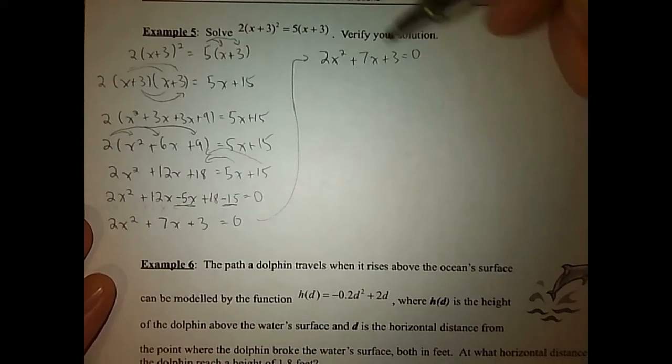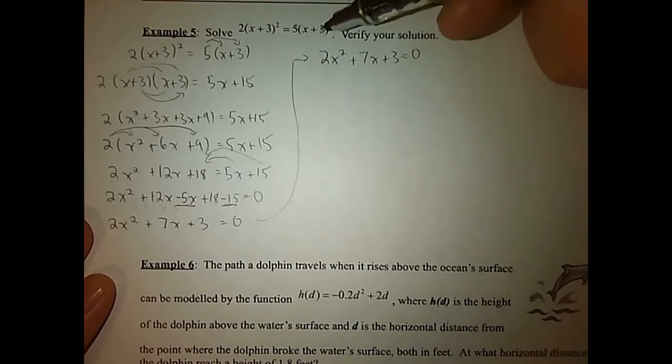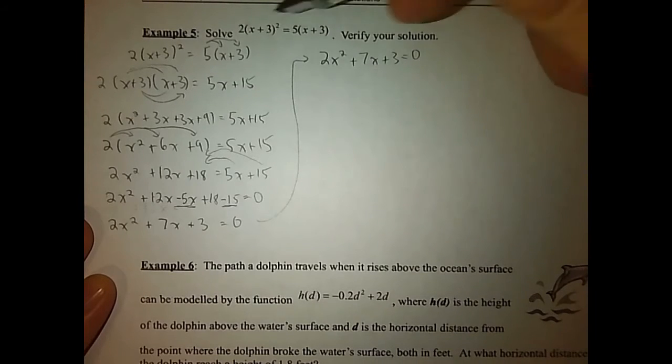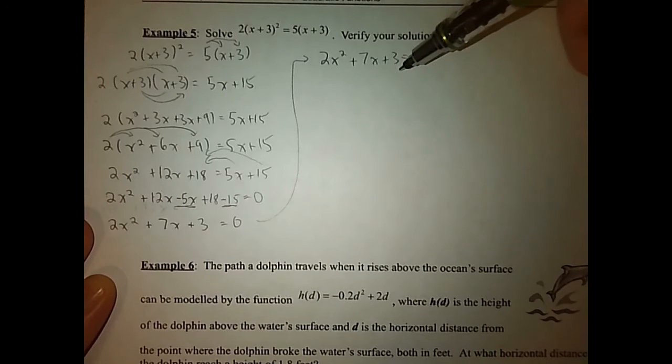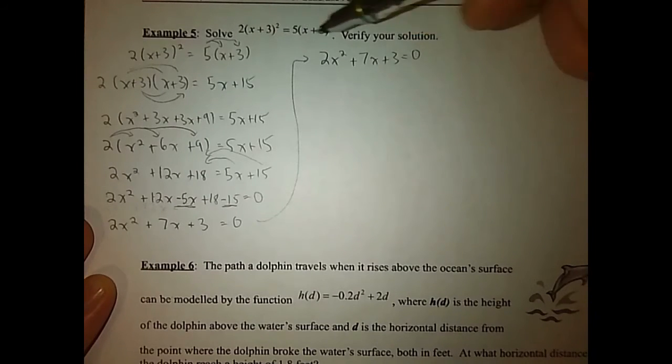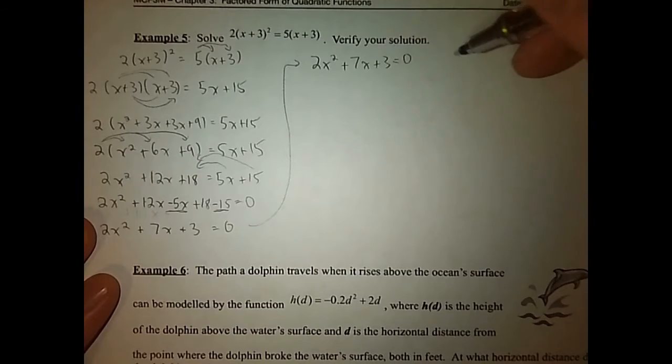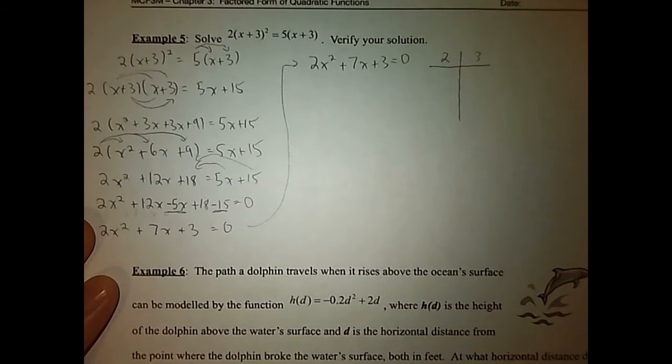Because if I factor this now, because I've moved everything to the one side, this new equation incorporates all of this information. So if I solve for x now by factoring, then I'll have the solution to this equation. Last time I factored by decomposition, this time I'll use the x trick. I have my a value, which is 2, and my c value, which is 3. Again, if you want to use decomposition here, you're more than welcome to, but I used that method last time, so I'm going to switch it up a bit.